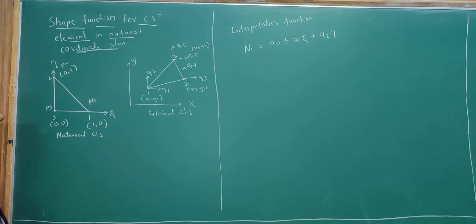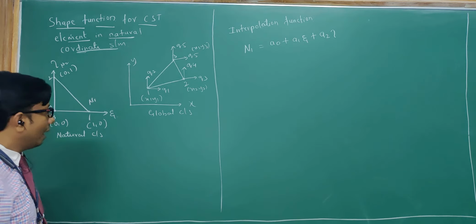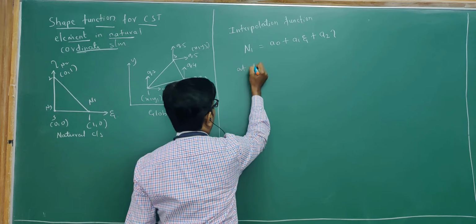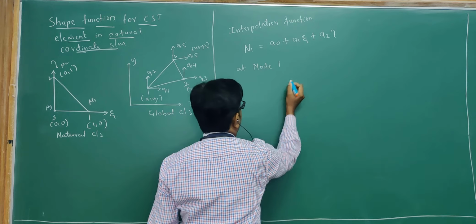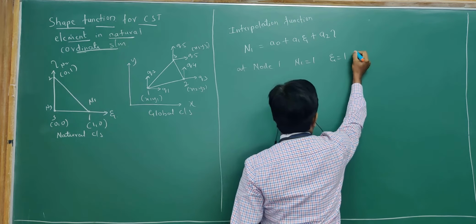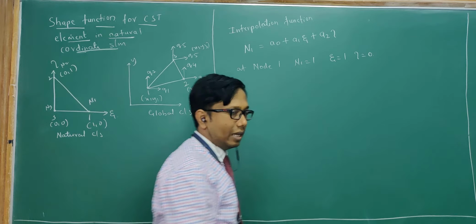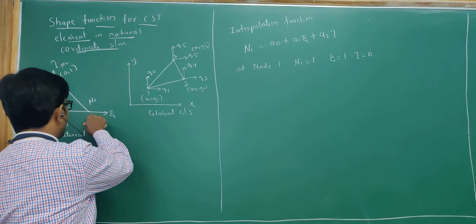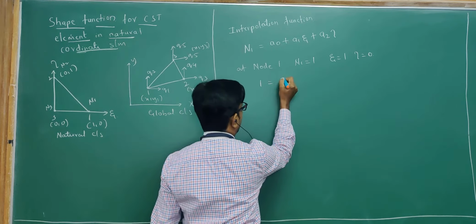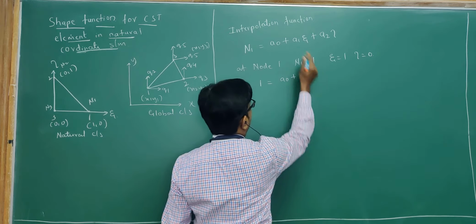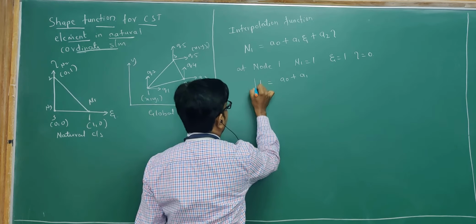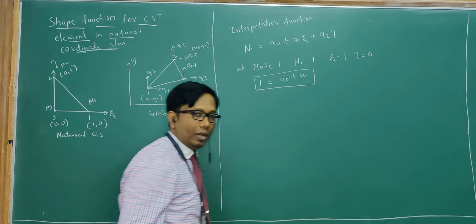At node 1, N1 will be 1, and we will be seeing its zeta and theta values. So at node 1, N1 is equal to 1, where zeta is 1 and theta is 0. If I substitute here, I take 1 is equal to a0, a constant, plus a1 into 1, which is a1, plus a2 into 0, which will be 0. So this will be the first equation.